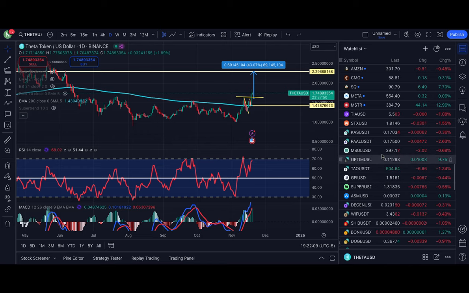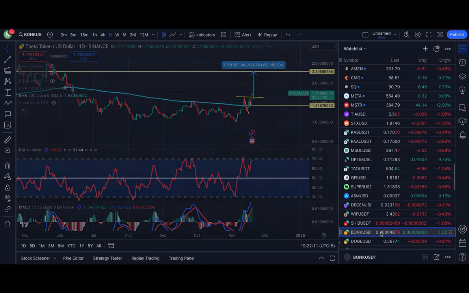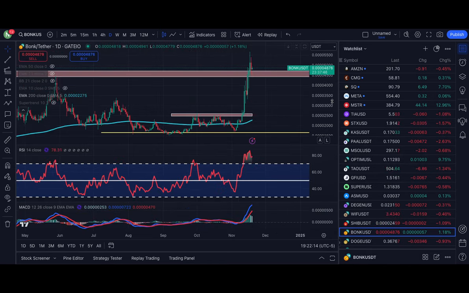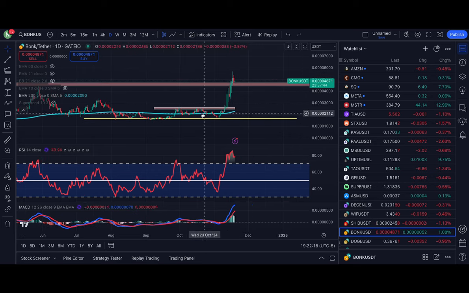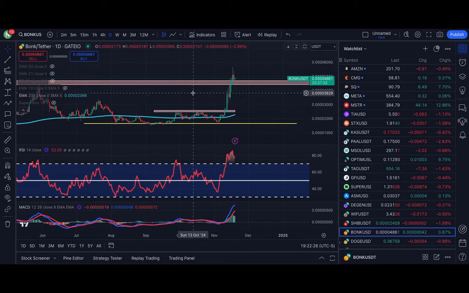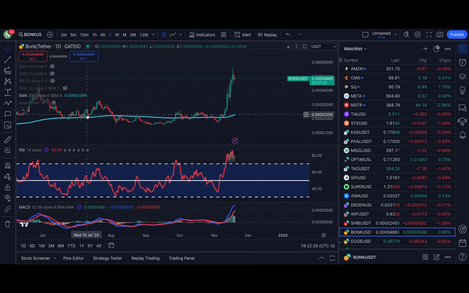Now, what else is here? Take a look at Bonk. Bonk has been on a crazy run. For you long-term holders or for you swing traders, the best time to get in was right here, guys. But once again, the price is above the 200 moving average. Very positive. But you want to make sure you're playing things that are actually in an uptrend.